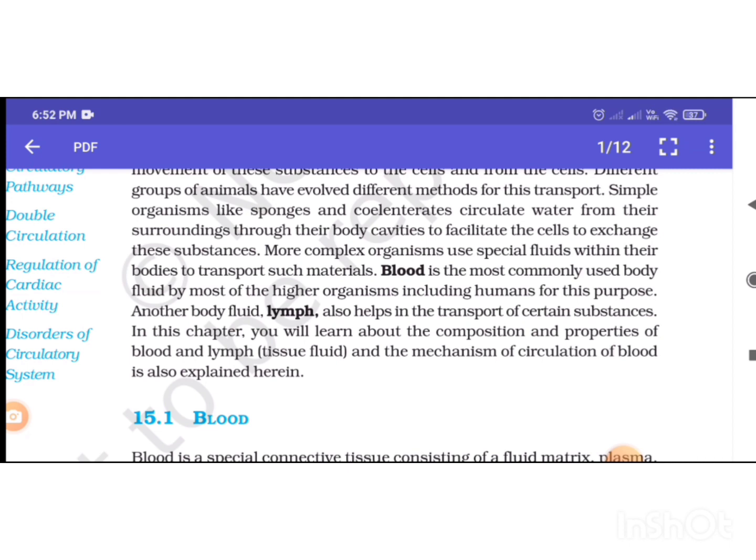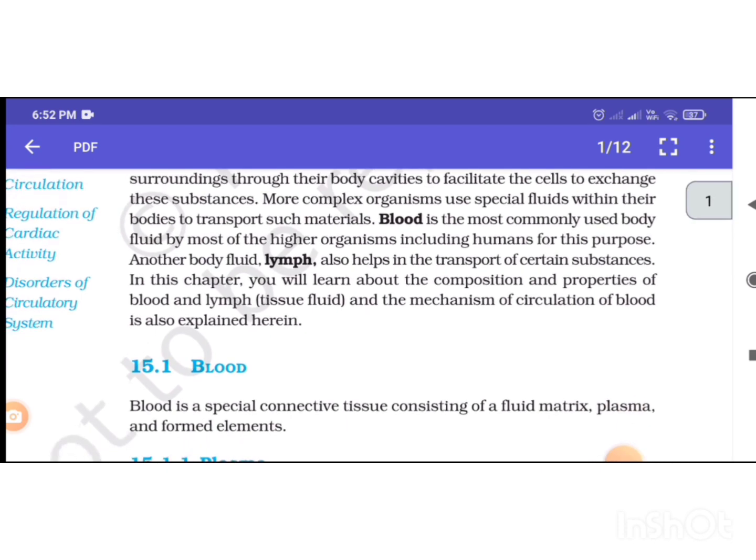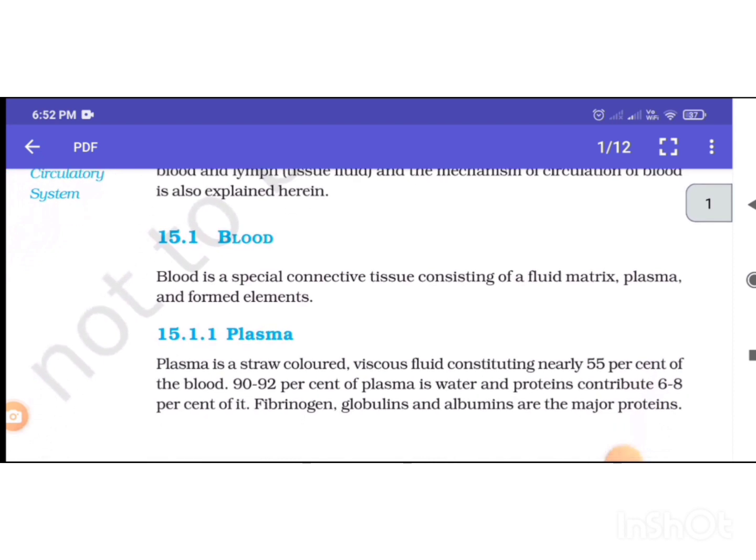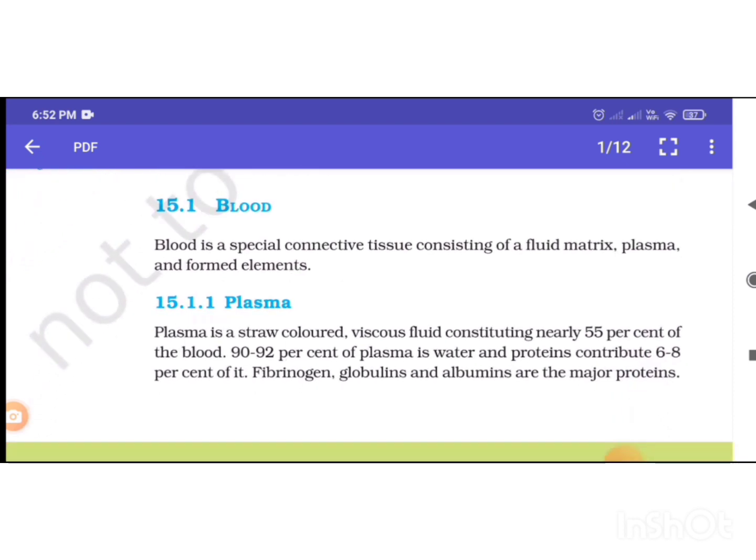Another body fluid is lymph, which also helps in transport of certain substances. In this chapter, you will learn about the composition and properties of blood and lymph, tissue fluid, and the mechanism of the circulation of blood is also explained herein. First is blood. What is blood?